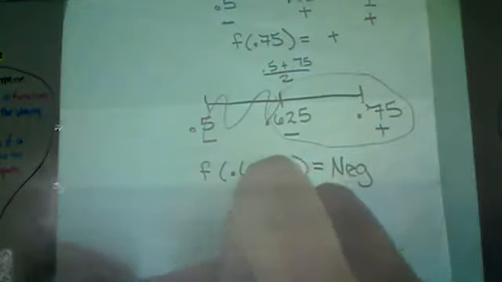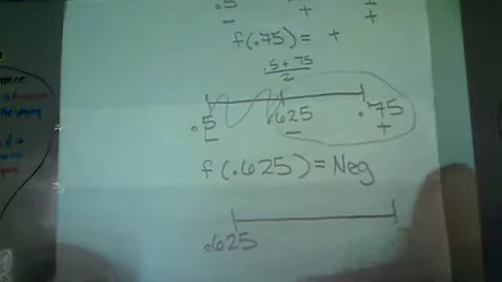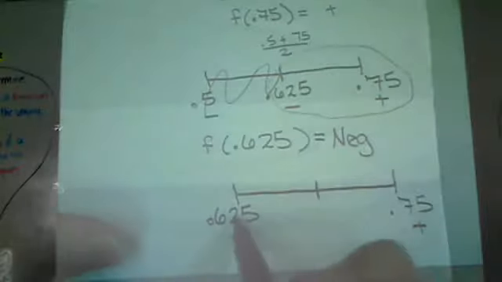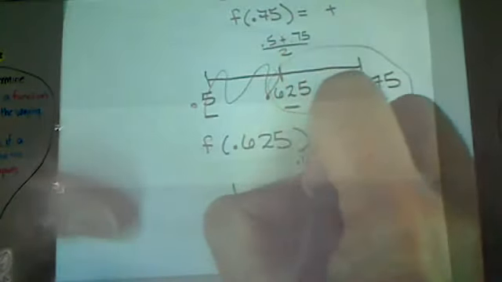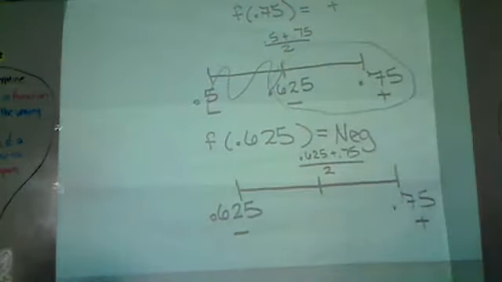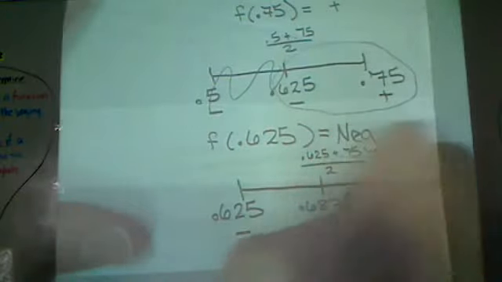So let's split our interval again. We have 0.625, 0.75. Find the number in the middle. Add these two up, divide by 2. So 0.625 plus 0.75 divided by 2. We get 0.6875.